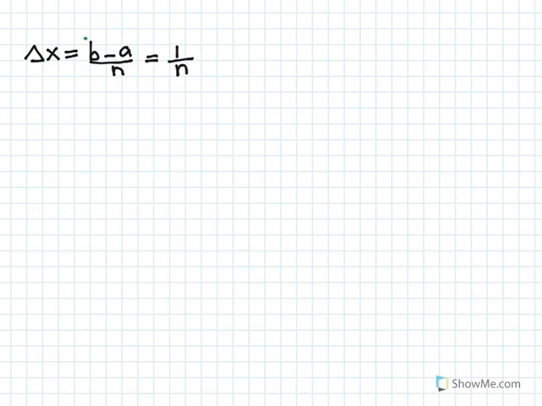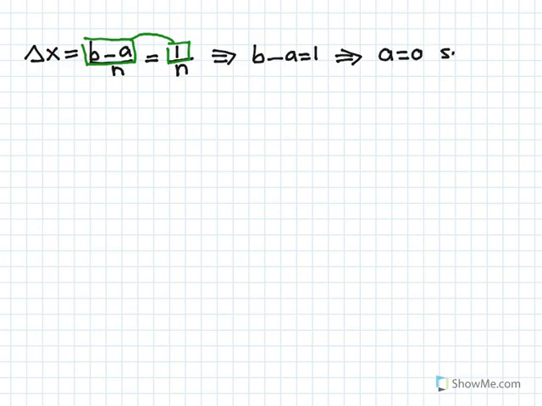Now, if we equate the numerators, clearly we can see that b minus a is equal to 1. That implies that a is equal to 0, since b was found earlier to be 1.